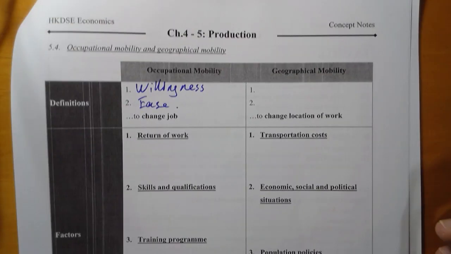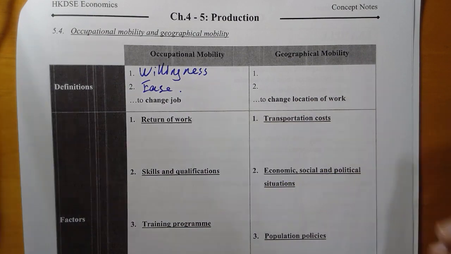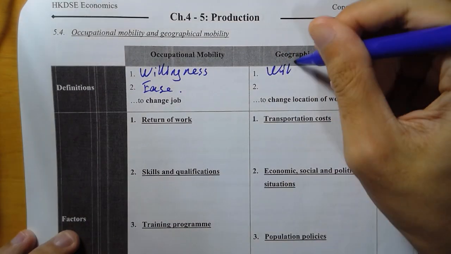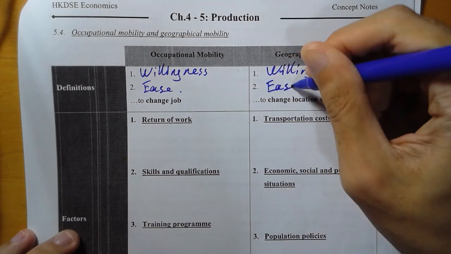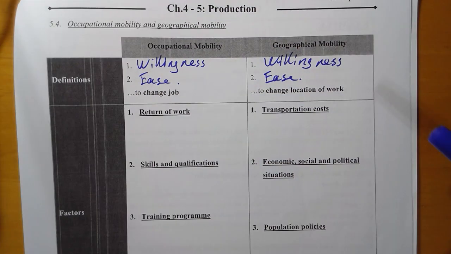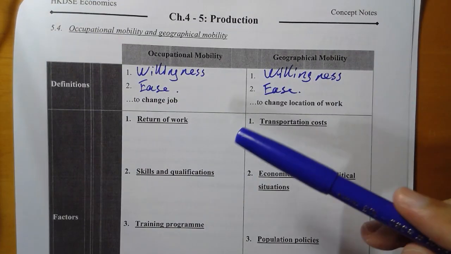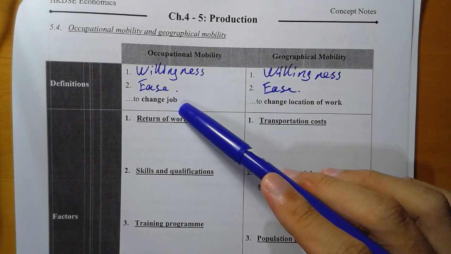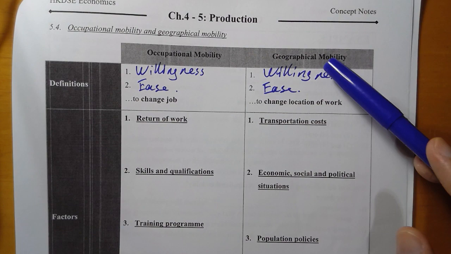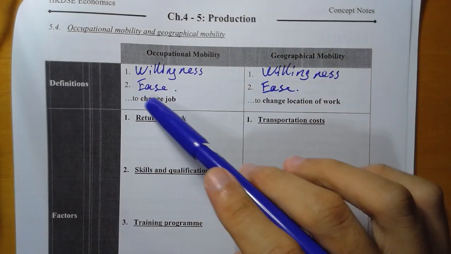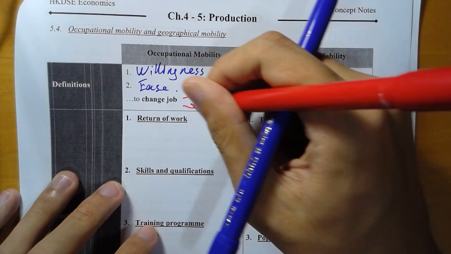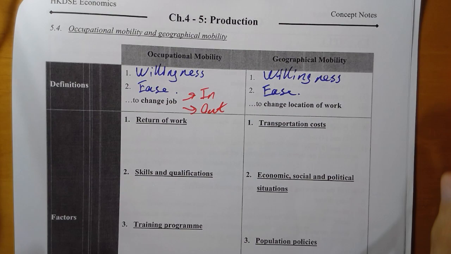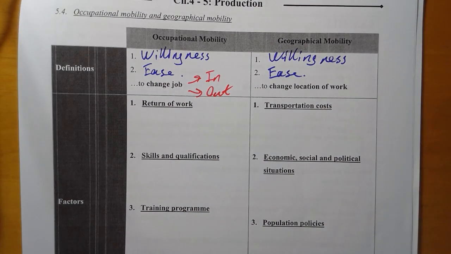有幾容易去轉工啊？係咪啊？有幾容易，有幾願意啊嘛。This one also willingness and ease. Now, occupational mobility. How easy to change in job, alright? Geographical, change location. Now, when we talk about change jobs, we have both in and out of the job, alright? Now, so what factors would be affecting them?